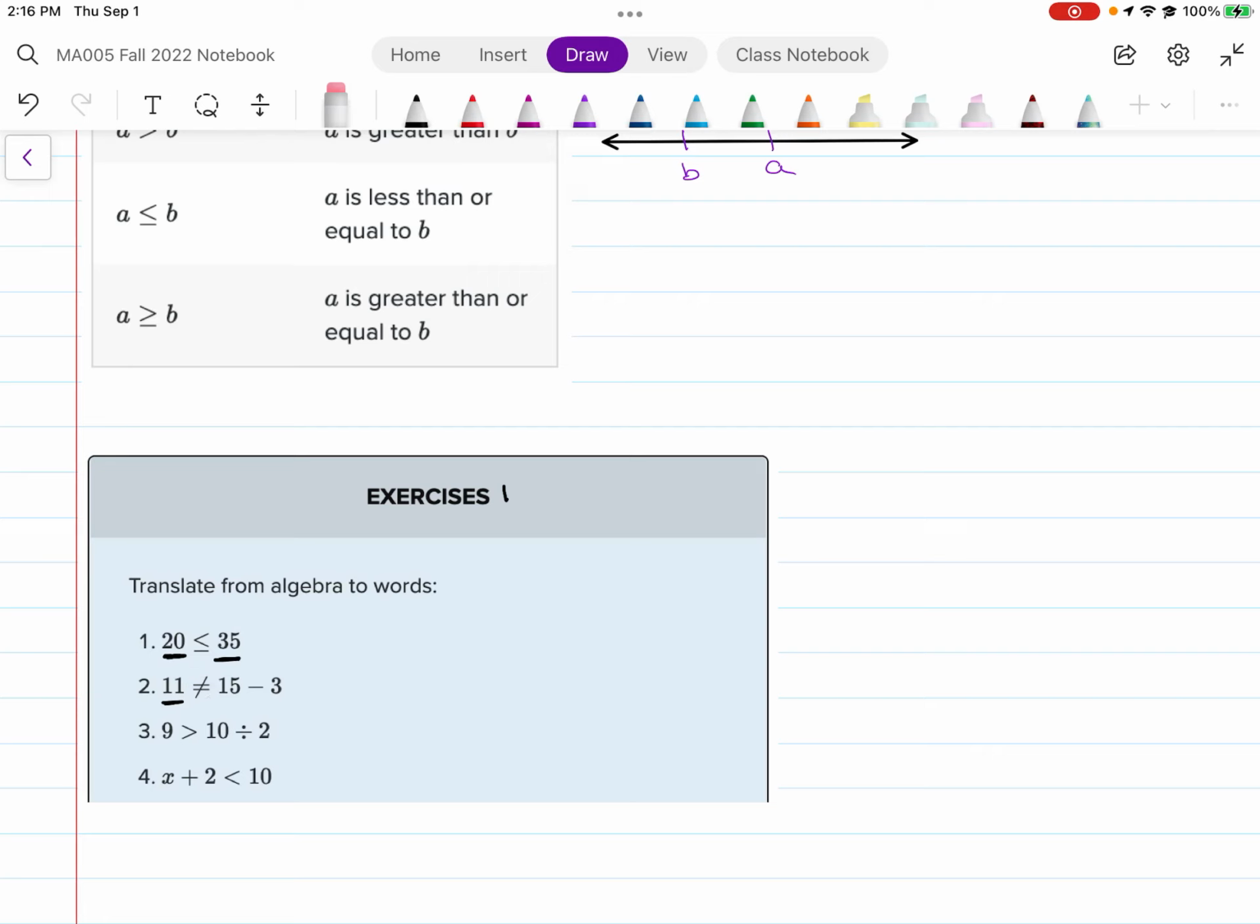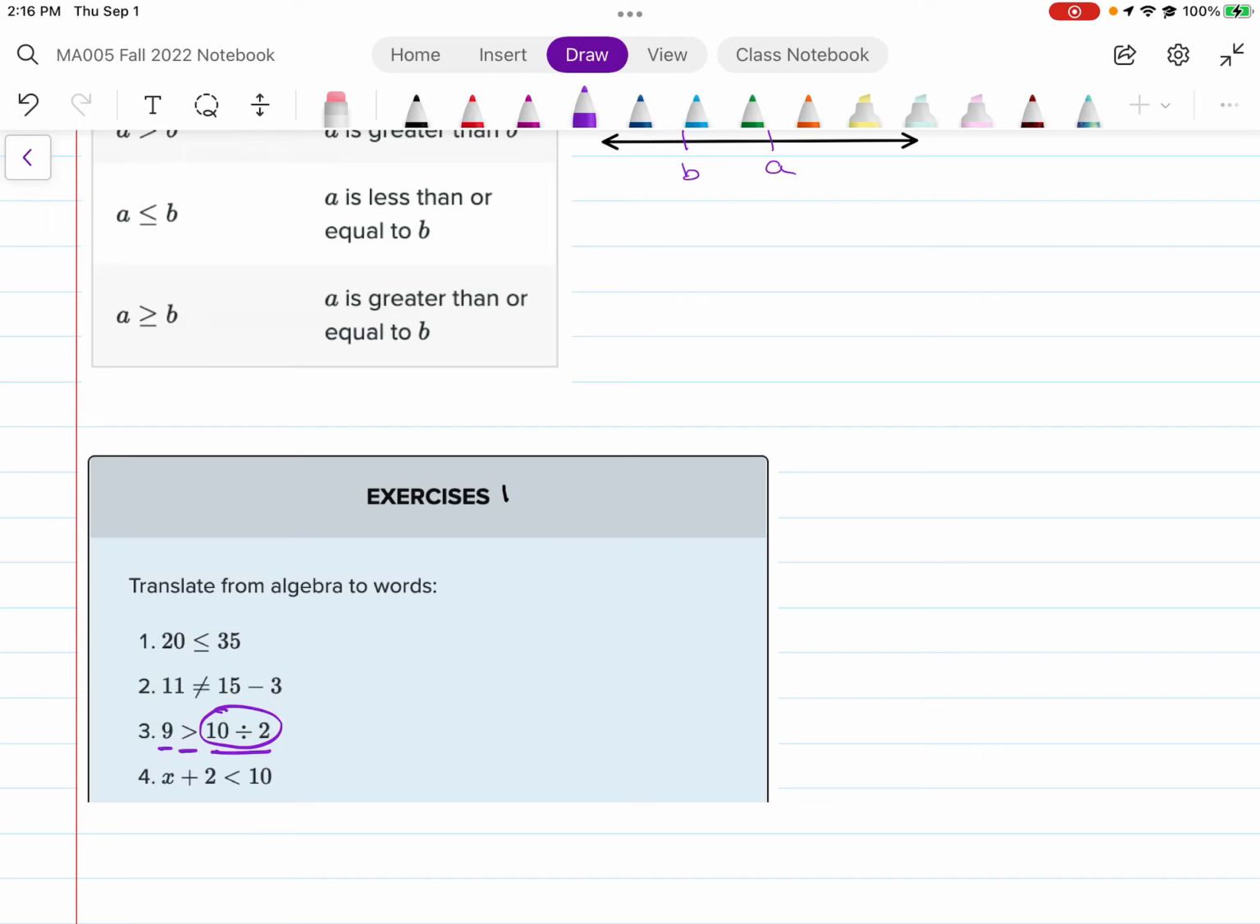All right, so I'm going to erase all that mess. Keep going. So 9 is greater than 10 divided by 2. 10 divided by 2 really should have parentheses around it. I would prefer to see it like that, but that's what they're trying to say. 9 is greater than 10 divided by 2. So 10 divided by 2 is 5. So yes, 9 is greater than 5.